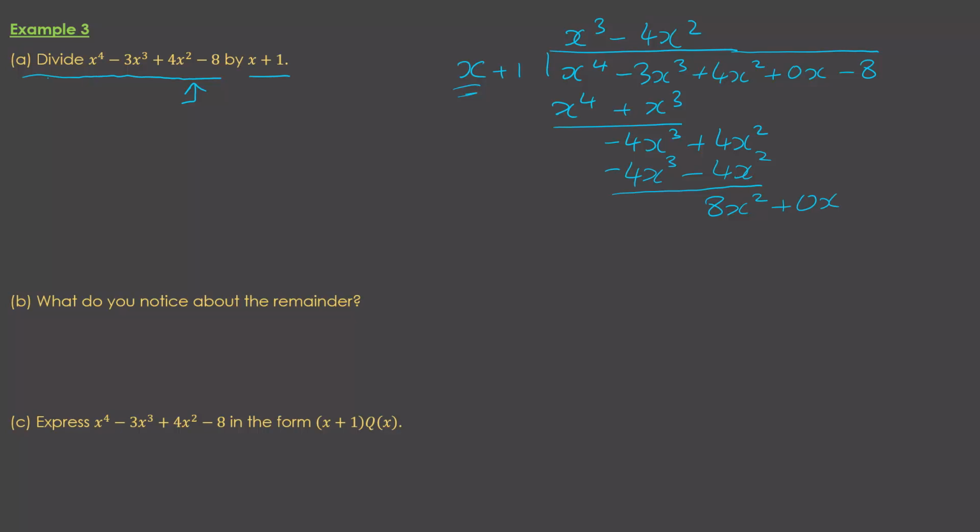What do we multiply x by to get 8x squared? We multiply it by 8x. 8x times x is 8x squared. 8x times 1 is plus 8x. Subtract, and that's negative 8x. Bring down the minus 8.